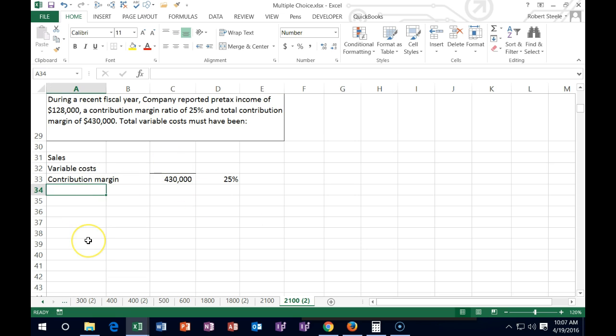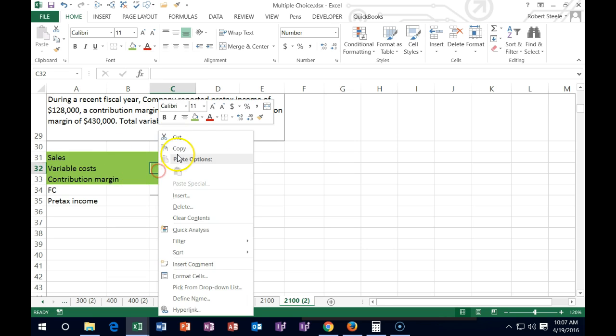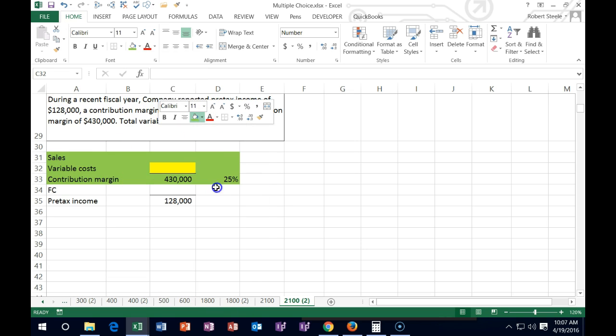But the thing with multiple choice questions, they often give us added information. If we were to complete this, we would then say less fixed costs, which we don't know, and that would give us the pre-tax income, basically net income before taxes. Pre-tax income, which we do know to be $128,000. But it's not useful to us. We really only need this information here in order to solve for this item there. So we need to back into this number.